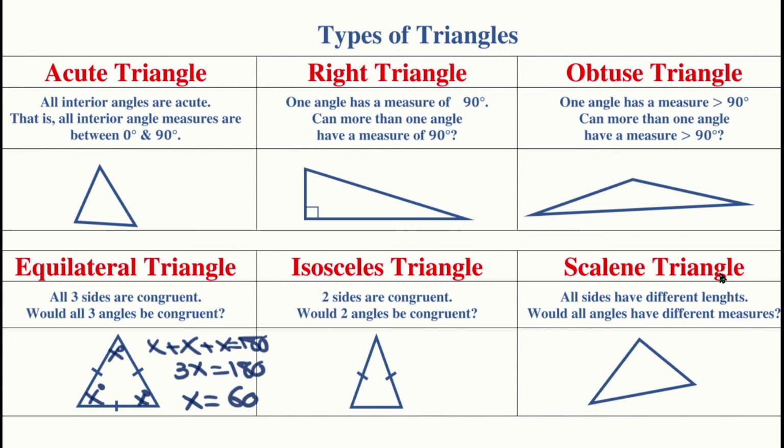Now, a scalene triangle is one which is just very average, nothing special about it. No two sides have the same length, and of course, consequently, no two angles would have the same measure either, right? All sides have different lengths and all angles have different measures. So these are the types of triangles that we're going to be encountering.